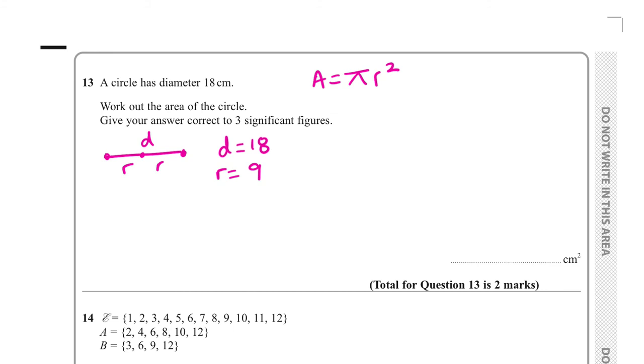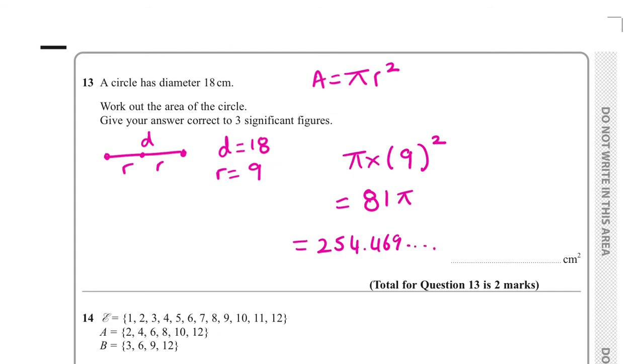Yes. To find the area then, I'm going to do pi times, and whenever I substitute, I use brackets, 9 squared. This is going to give me 81 pi exact. However, it wants it to 3 significant figures, so I can press the SD button on my calculator, and this gives me 254.469 and so on. 3 significant figures: the first one is hundreds, the second is tens, the third one is ones. So it means we're rounding to the nearest one.